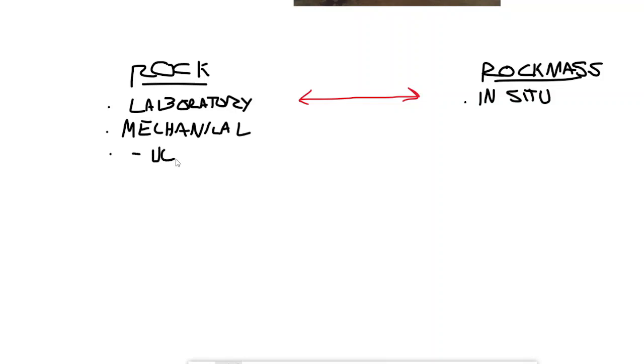So again, we could do something like the UCS, we could do the TCS, we could do Young's modulus, or Poisson's ratio. What's the symbol for Poisson's ratio? Is that nu? I think it's nu, that little V thing. Pardon my poor writing with this pen here. Brazilian tensile, indirect strength tests, whatever you want.